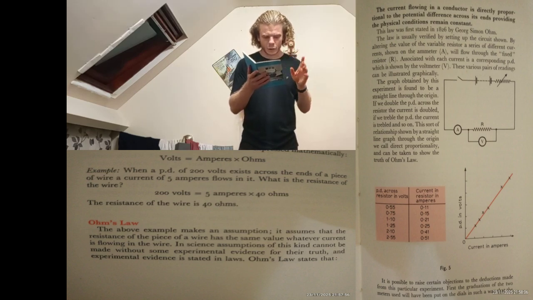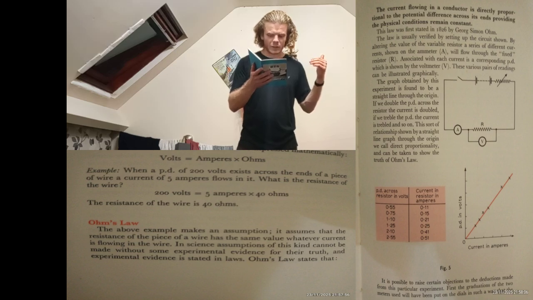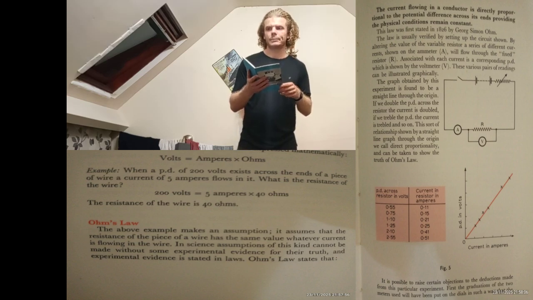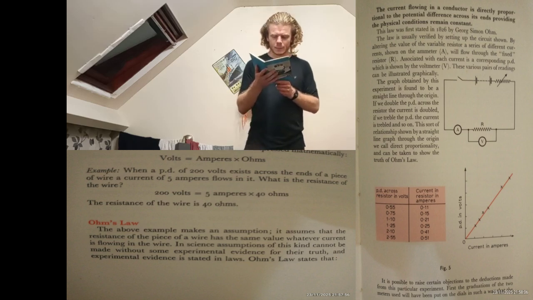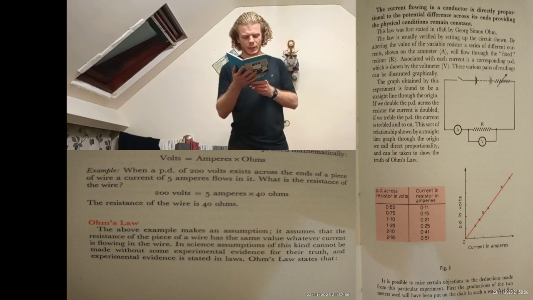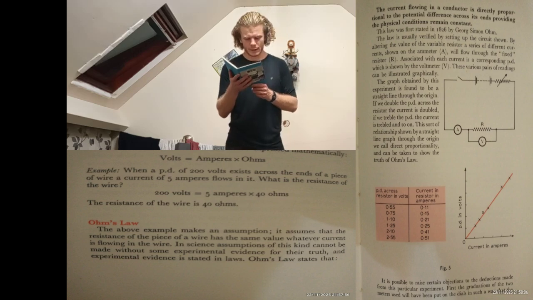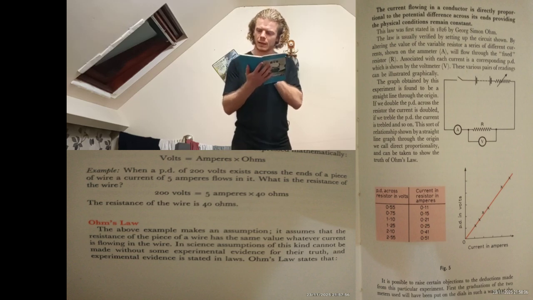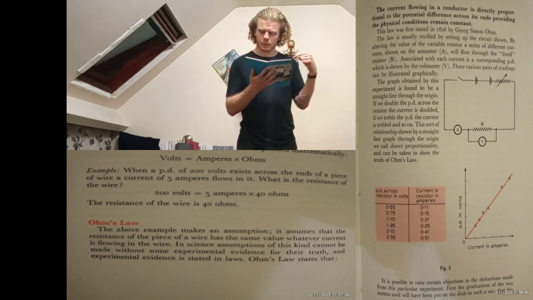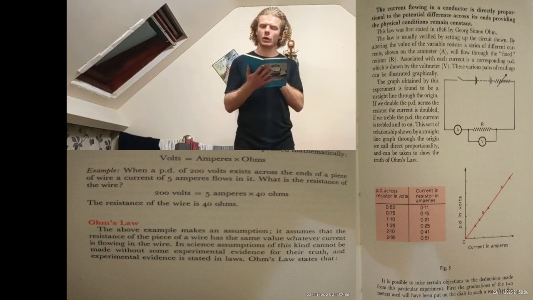But that assumes that the resistance of a piece of wire has the same value whatever current is flowing in the wire. So we're saying it's all the time the same resistance. In science, assumptions of this kind can't be made without some experimental evidence for their truth, and experimental evidence is stated in laws. Ohm's law states that the current flowing in a conductor is directly proportional to the potential difference across its ends, providing the physical conditions remain constant.